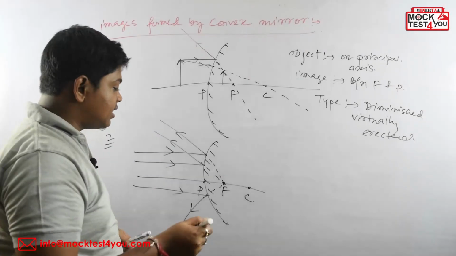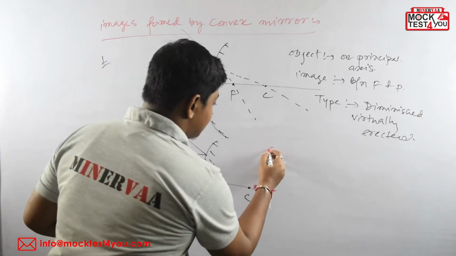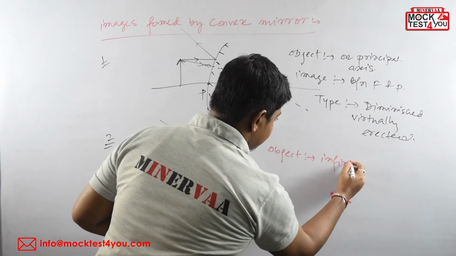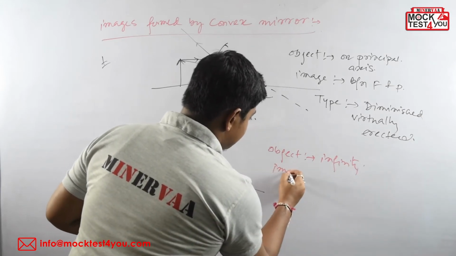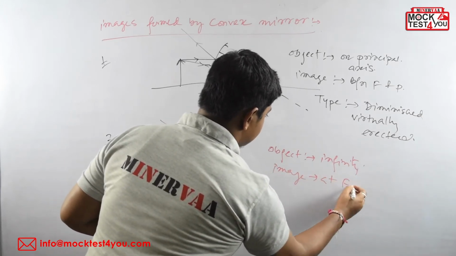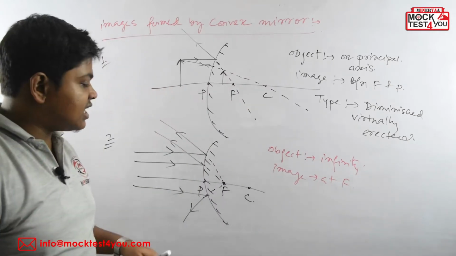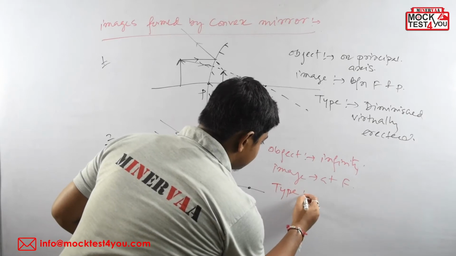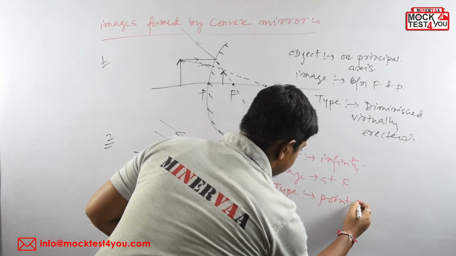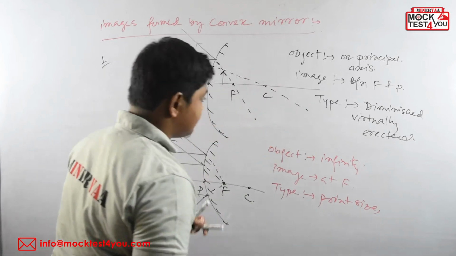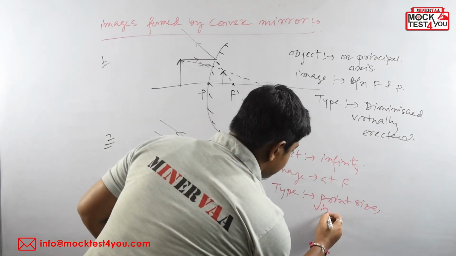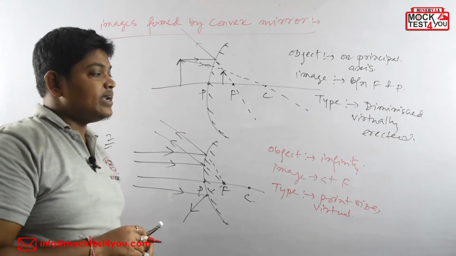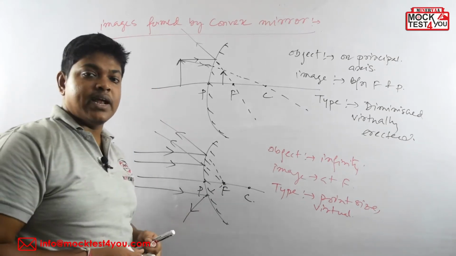So what can I conclude? That if the object is placed at infinity, then we are getting the image at focus, right? And if I discuss the type of the image, that will be a point size image, right? It's a point size image. You can say it's a virtual image. And if the image has a very negligible height, then you can say it is virtually erected also.